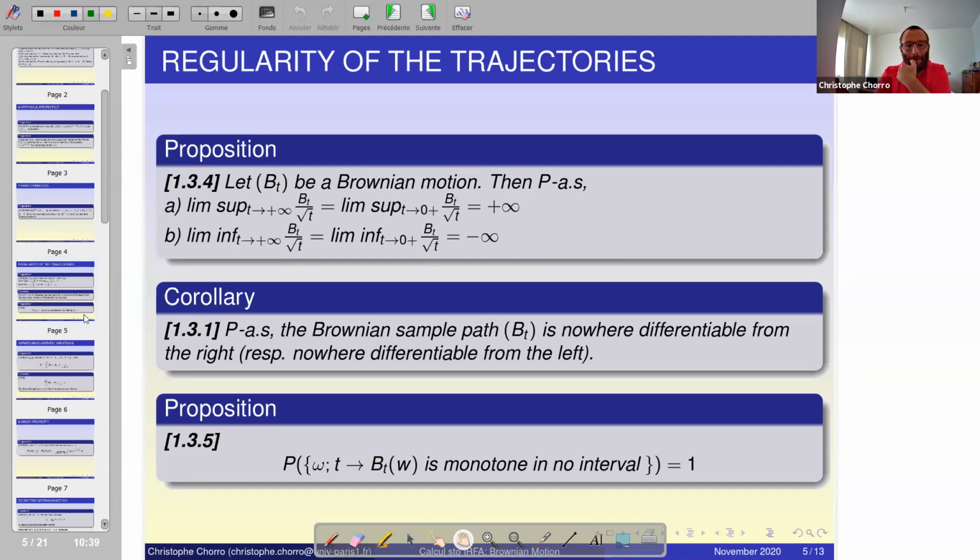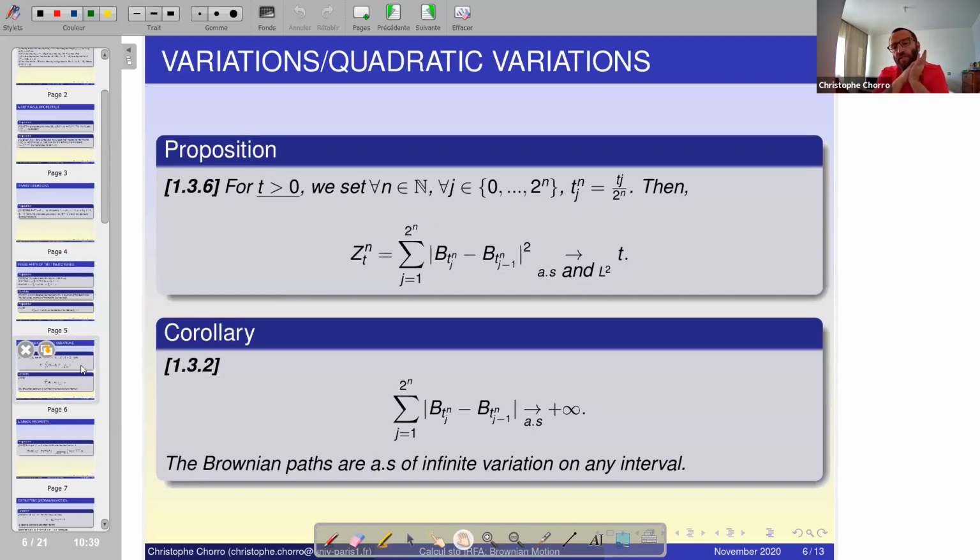And we have also studied the quadratic variation of the Brownian motion, proving that the quadratic variation of the Brownian motion on an interval of size t is simply equal to t. And since I have a finite quadratic variation, then necessarily I have unbounded variation for the Brownian motion. Okay, so today we are going to continue the study.